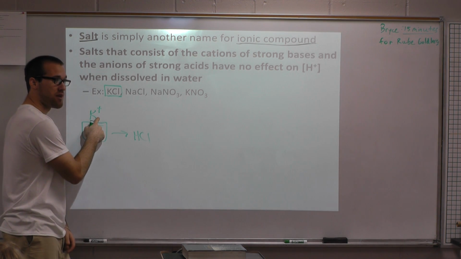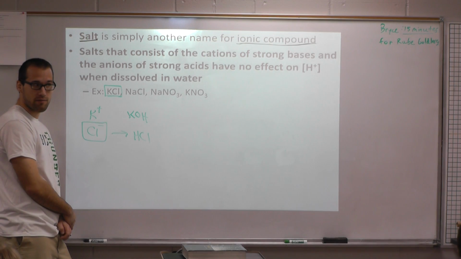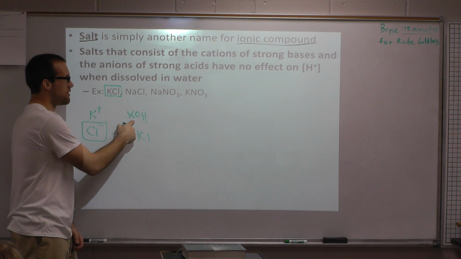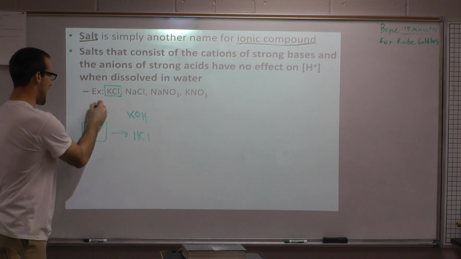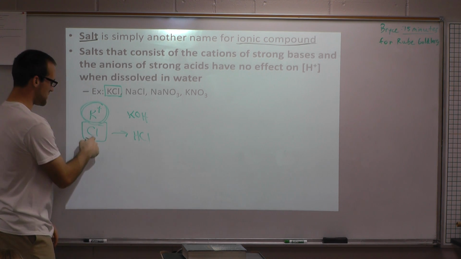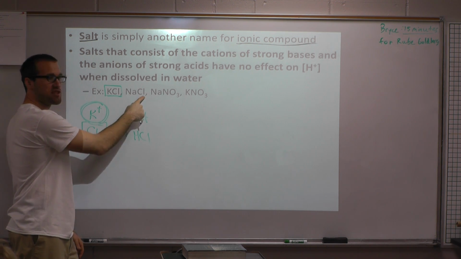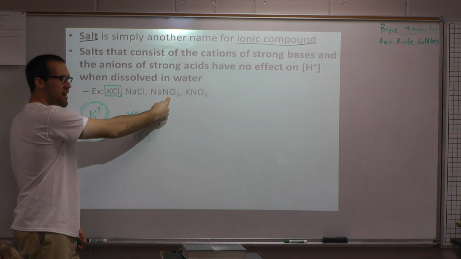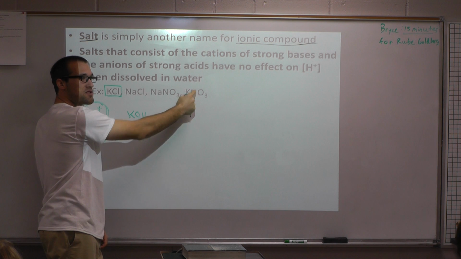Same thing here. This is going to react with water to produce KOH. What is that? Another strong base. Well, this was a strong acid, right. So that's why it's saying when salts consist of cations of strong bases, so here's your cation of a strong base, or anions of strong acids. This is the anion that comes from a strong acid. Okay, this would be NaOH, this would be HCl, strong base, strong acid. NaOH, strong base, HNO3, strong acid. KOH, strong base, HNO3, strong acid.